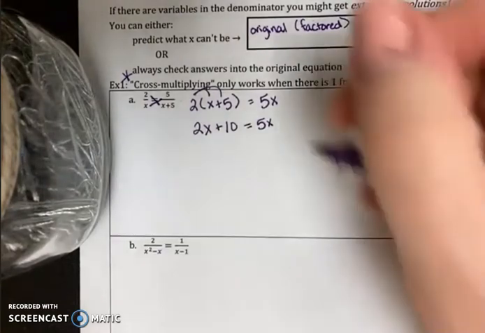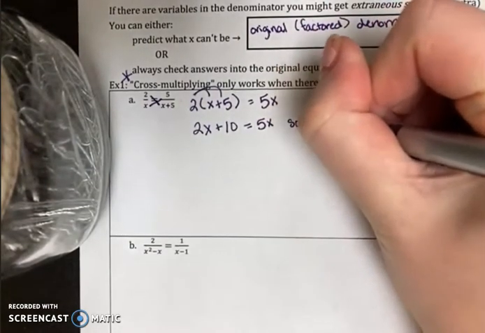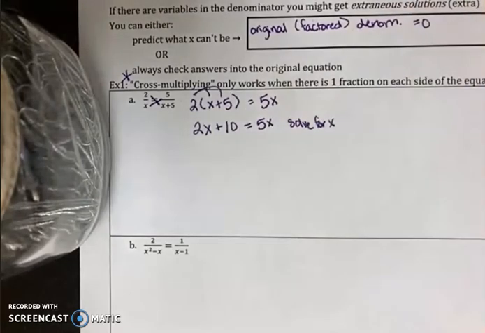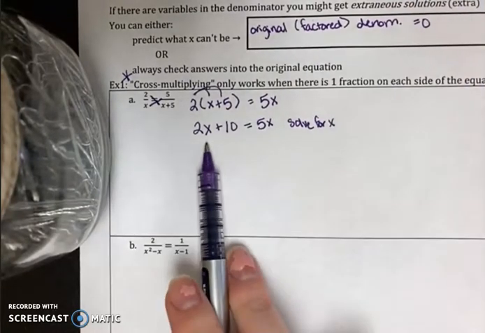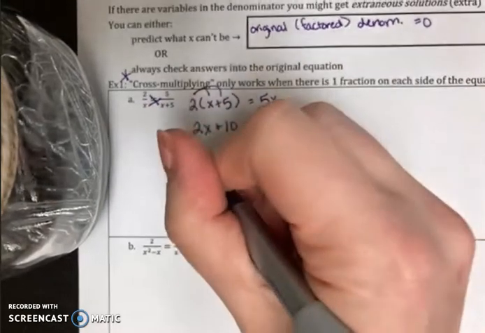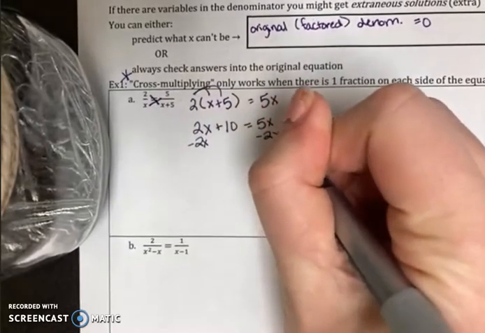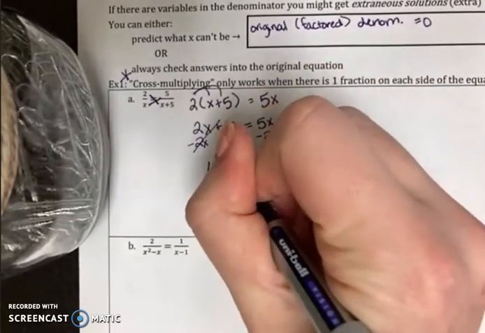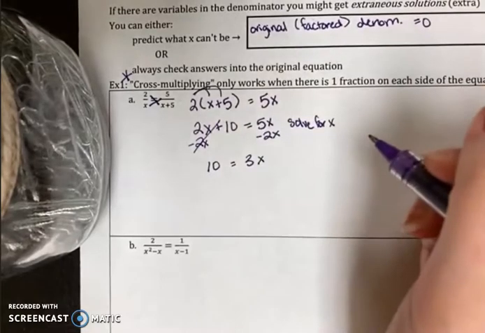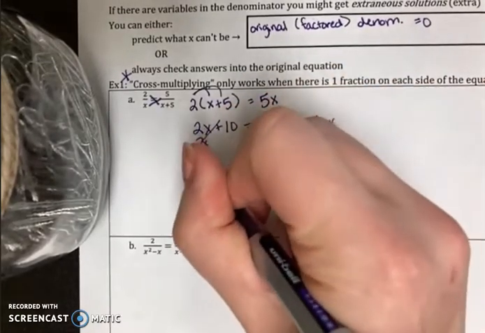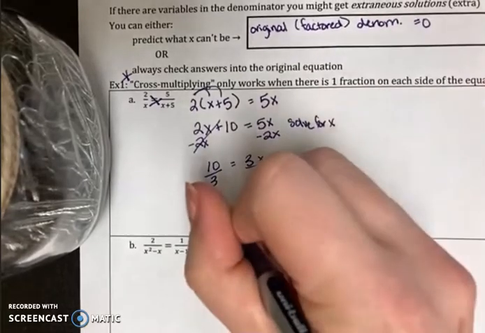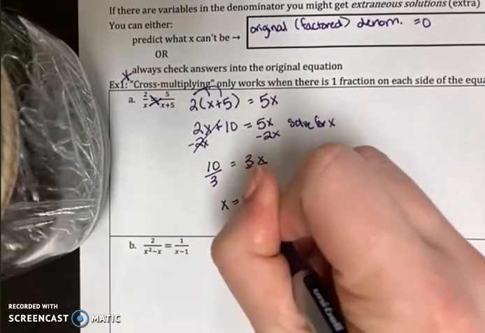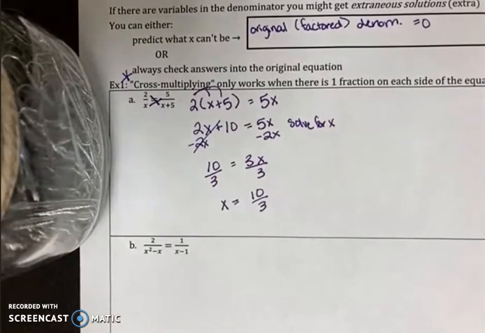And now you just need to solve for x. This is just basic algebra. I like to always make sure that my x value remains positive, so I'm just going to move my 2x over to this side, leaving me with 10 equals 3x. And then to get x by itself, I need to divide each side by 3. So x equals 10/3. Of course, you always want to check and see if you can simplify any further. 10 over 3 does not, however, so that is my possible solution.